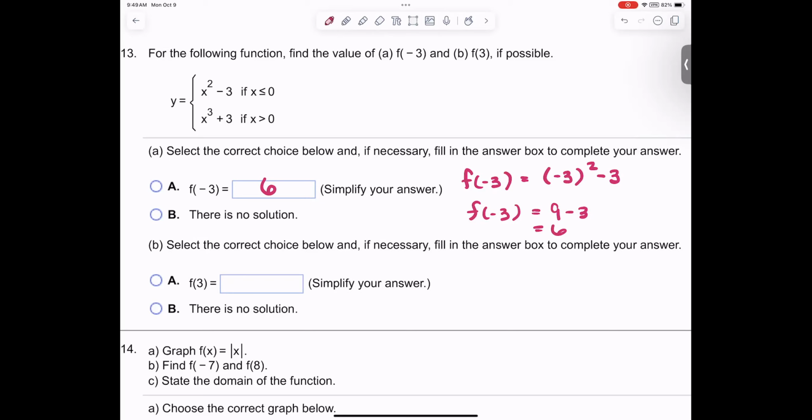What is f of 3? Do we have to use the second part of this function to evaluate f of 3, since 3 is greater than 0? Is that 3 cubed plus 3, is that 30? 3 cubed is 27, 27 plus 3 is 30.